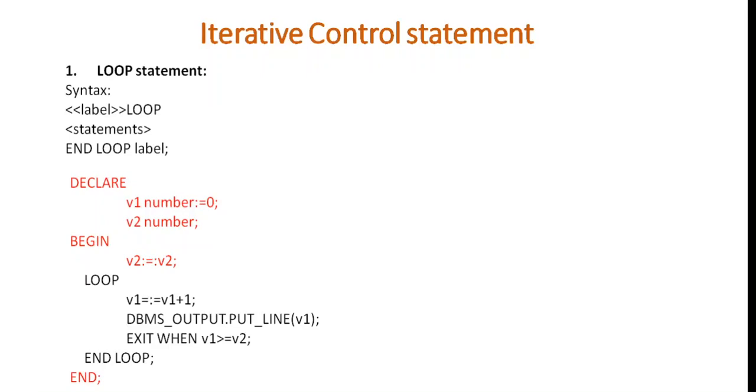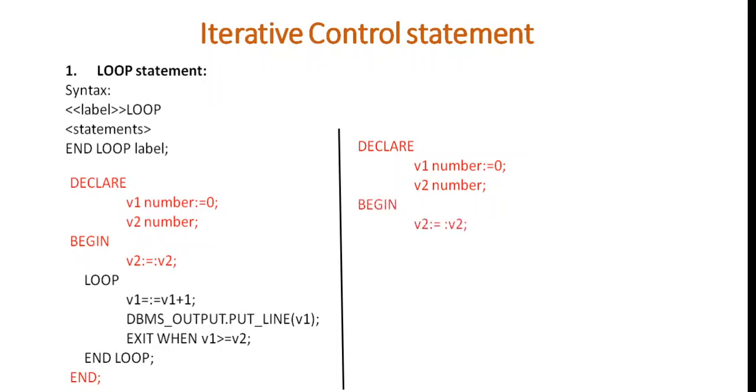Now we'll see how this exit when statement can be replaced by an if statement. Let's take the same example. Here the declare block is there, in which two variables are declared, v1 and v2, both of number type. We are again reading the value of v2 by using a colon statement. Then the loop statement is here. In the loop statement we are incrementing the value of the v1 variable by 1, and then we are printing the value. The program is the same. This PL/SQL block is also used to print a series of numbers starting from 1 to the user-defined value.